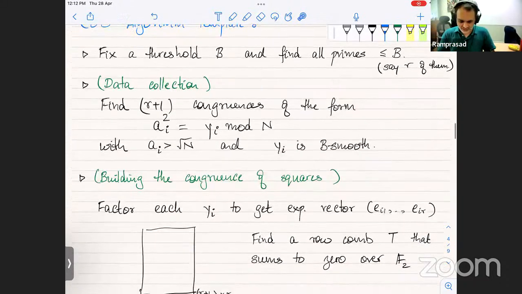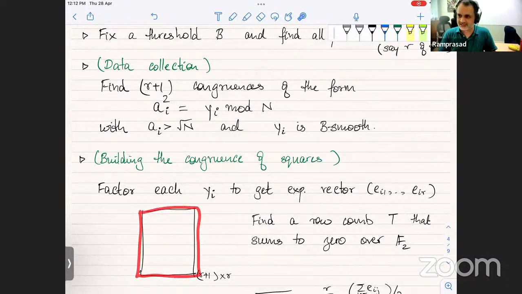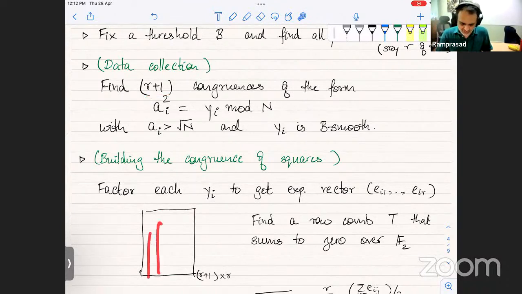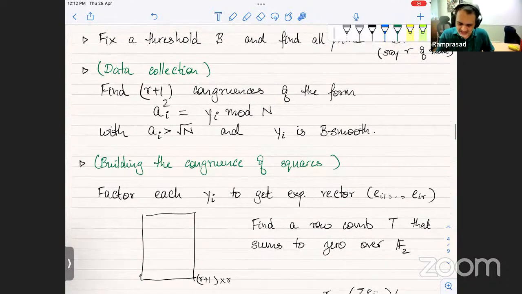Because we are going to eventually write down this matrix and look for a suitable row combination that sums to 0. To ensure that there is always a solution, we will make sure we have more congruences than the number of columns in this matrix, so that there is always some row combination that fits. So the data collection step is to find these small congruences where these yi's happen to be smooth.